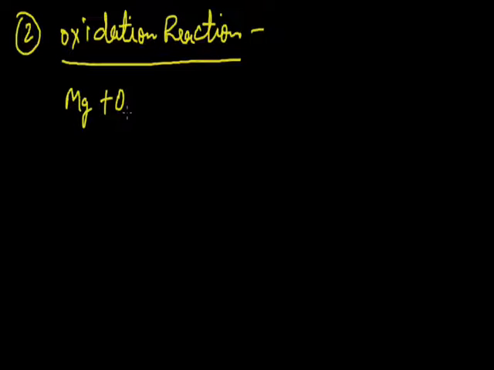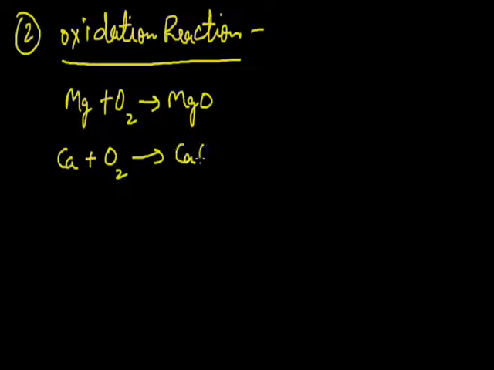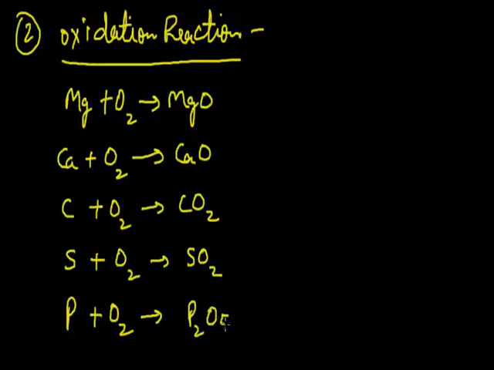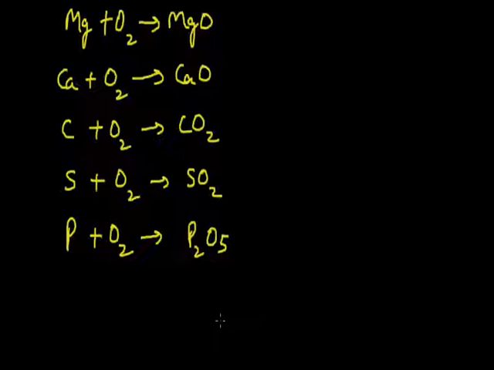When magnesium reacts with oxygen, it forms magnesium oxide. Similarly, another metal, calcium, when it reacts with oxygen, forms calcium oxide. Non-metal carbon reacts with oxygen, forms carbon dioxide. Sulfur with oxygen produces sulfur dioxide. Similarly, phosphorus reacts with oxygen to form phosphorus pentoxide. So all these elements are undergoing oxidation reaction and forming corresponding oxides.